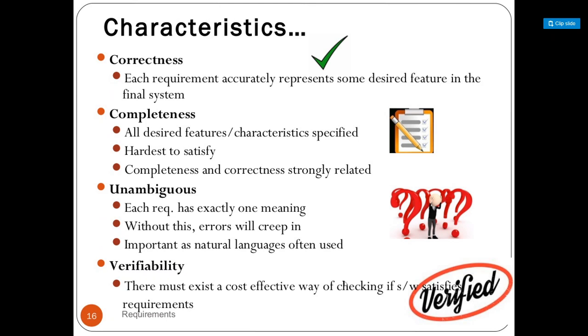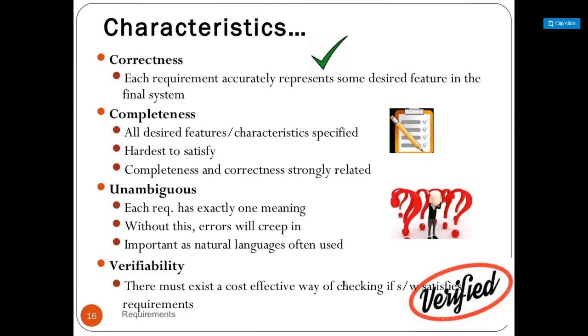What do you mean by correctness? You understand. It has to be correct, right? It should correctly or accurately represent what is required. So it is a desired feature in the final system. Next is completeness. You understand what completeness is? You cannot have a half SRS, okay? Whatever the SRS is, it should be full. A half SRS does not work here, okay? So that is completeness.